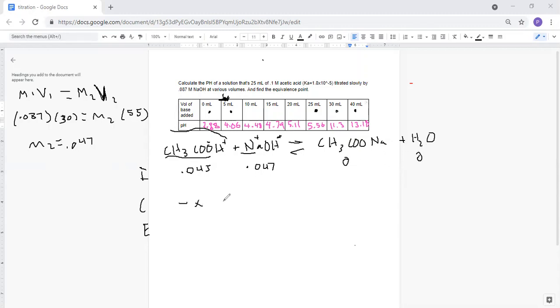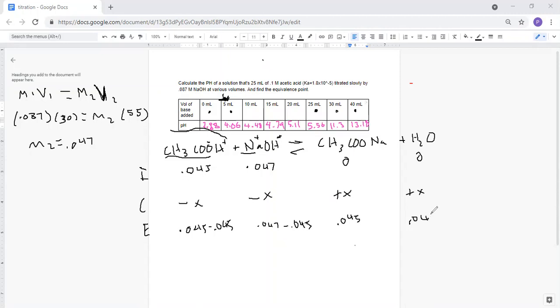So let's see how that affects things. They're going to lose X because they react with each other. Reagents get used and products get formed. So now we have 0.045 minus X, 0.047 minus X, and we got our X and X. Let's go ahead and replace our X's with our limiting reagent, which in this case is not the base, it's the acid. Limiting reagent is whatever you have less of. So minus 0.045, minus 0.045, gain 0.045.